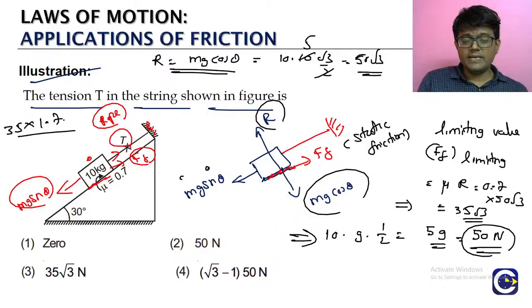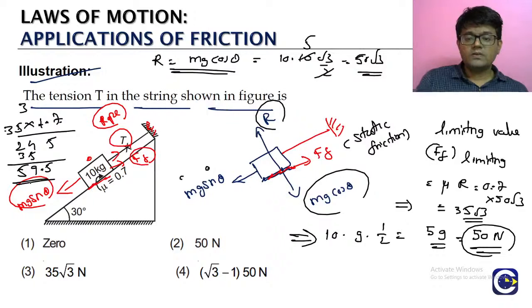So what will we get? 7 5s are 35. 7 3s are 21. So 24. 1 5s are 5. 1 3s are 3. So 5, 9. Even if you take it as 1.7, what is the value of 35 root 3 coming as? 59.5 is coming.